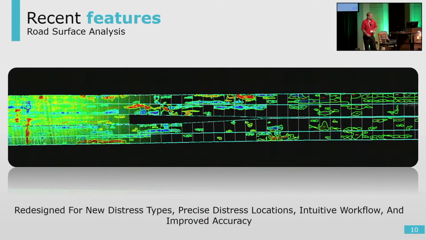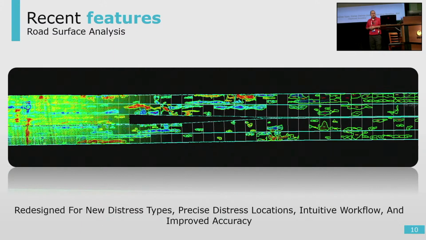Ted also talked about the road surface analysis tool there. So that tool got completely redesigned from the ground up to detect new types of distresses. We also detect the precise location of each of these distresses and outline it for you. We calculate the volumes for cut and fill. And the workflow itself has been completely redesigned to be a little bit more intuitive. And it has exports for things like paver software, Esri, or Excel.